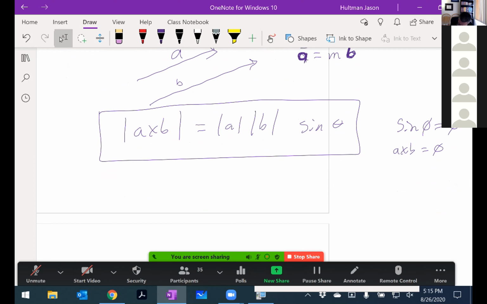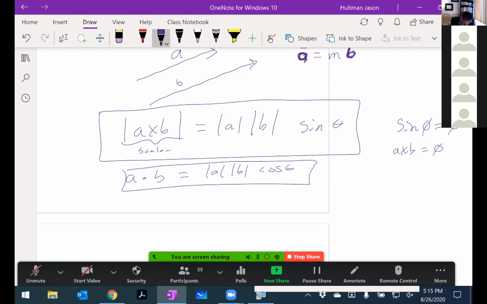Okay. But then, you know, recall that A dot B, which is a scalar, this is now a scalar. Why is it a scalar? Because we're taking the magnitude of it. Does that make sense? The magnitude of it. Yeah. Scalar. Okay. And so remember, A dot B was equal to magnitude A, magnitude B, cosine theta. Right? So that's A dot B.